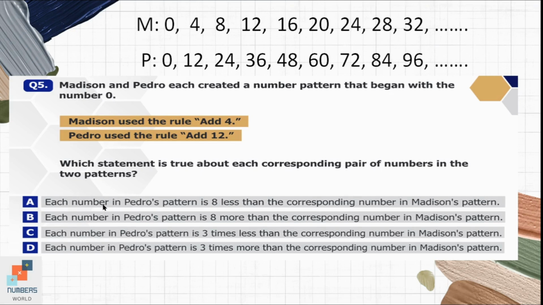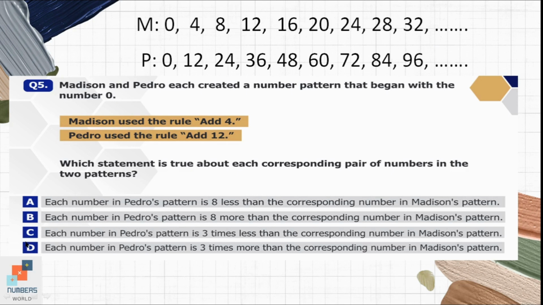Option A is each number in Pedro's pattern is 8 less than the corresponding number in Madison's pattern. So let's see. 12 is not 8 less than 4, nor is 24 8 less than 8. So option A is incorrect. Option B is each number in Pedro's pattern is 8 more than the corresponding number in Madison's pattern. That is also incorrect because 12 is 8 more than 4, but 24 is not 8 more than 8, nor is 36 8 more than 12.